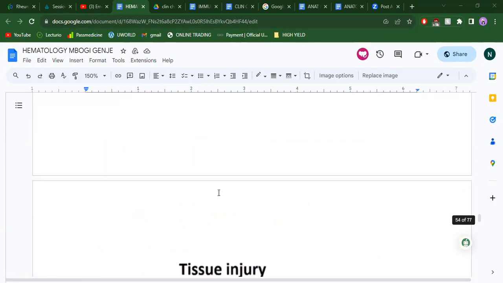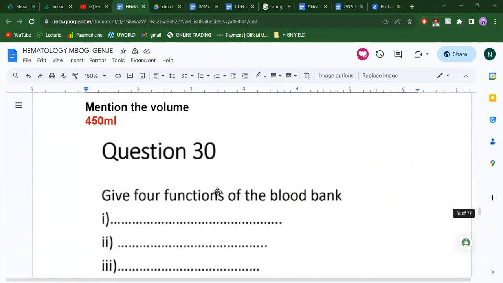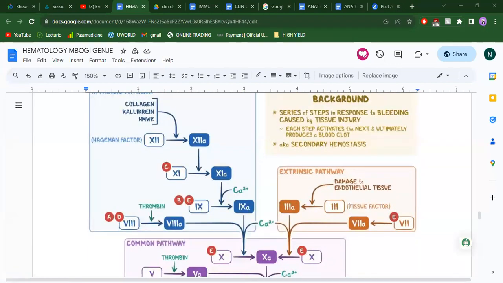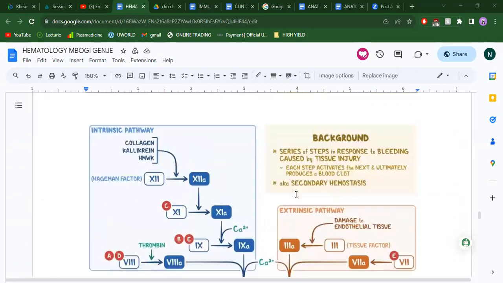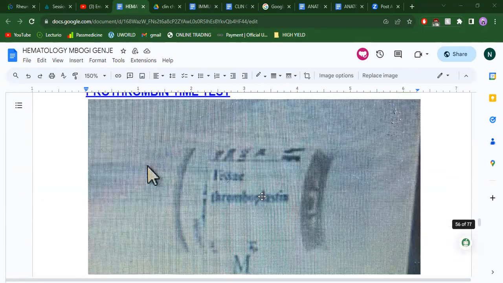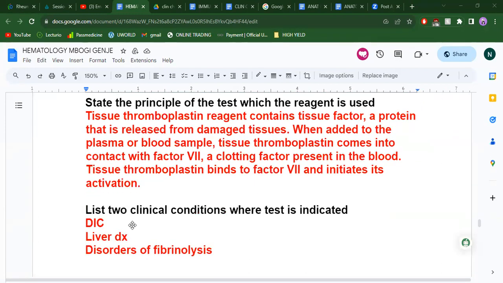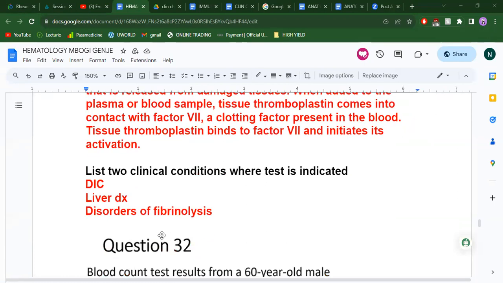I think we saw it, let me go back. So the tissue thromboplastin reagent is bypassing this stage. We say that it comes into contact with factor seven, and then it binds factor seven, initiating the extrinsic pathway. I hope you've understood that. You can paraphrase this in your own words, but the marking point is that tissue factor comes into contact with factor seven and binds to it, initiating its activation. Two clinical conditions where the test is indicated: DIC, liver disease, disorders of fibrinolysis.